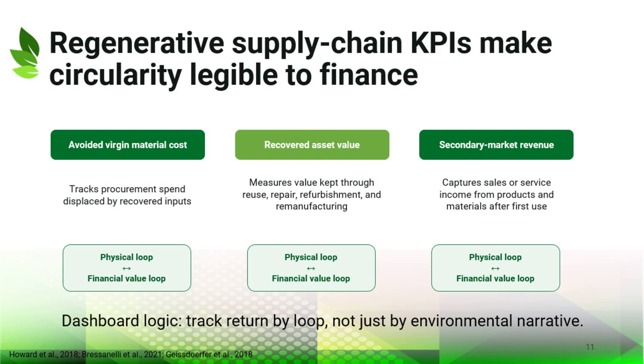Without such indicators, circularity may appear as a qualitative environmental program. With them, it becomes possible to compare investments, monitor performance, and report progress against financial objectives. The discipline is to make every physical loop visible as either avoided cost, retained value, or new revenue. These metrics help move circularity from narrative to financial governance.